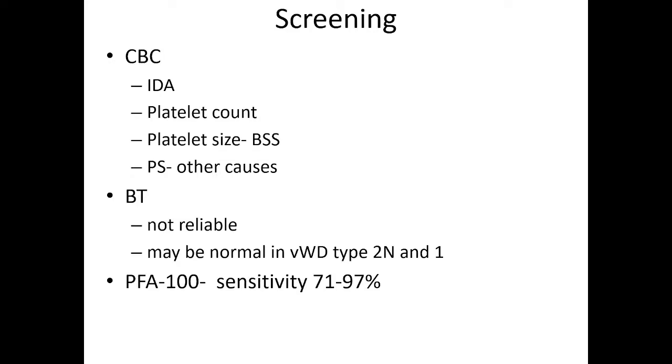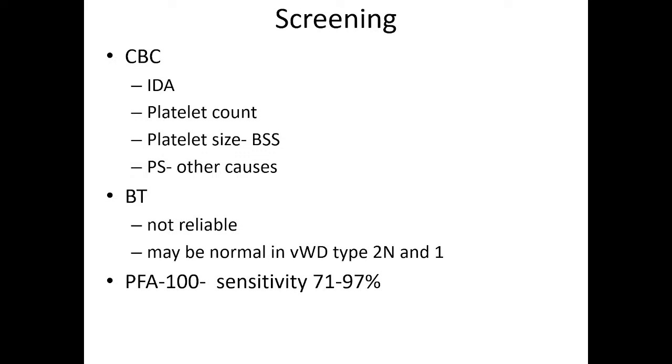Bleeding time is not reliable in pediatrics, and may be normal in von Willebrand disease type 2 and 1, but still bleeding time is important for screening because it is a simple bedside test and can be used to suspect, though it will not rule out, some functional platelet disorder, because platelet count will be normal in that case, but bleeding time will be prolonged. In von Willebrand disease also it will be prolonged, except this type 2 and some types of type 1.